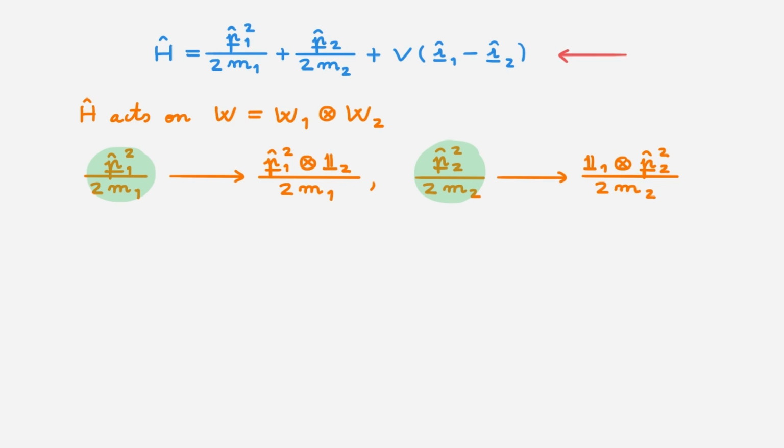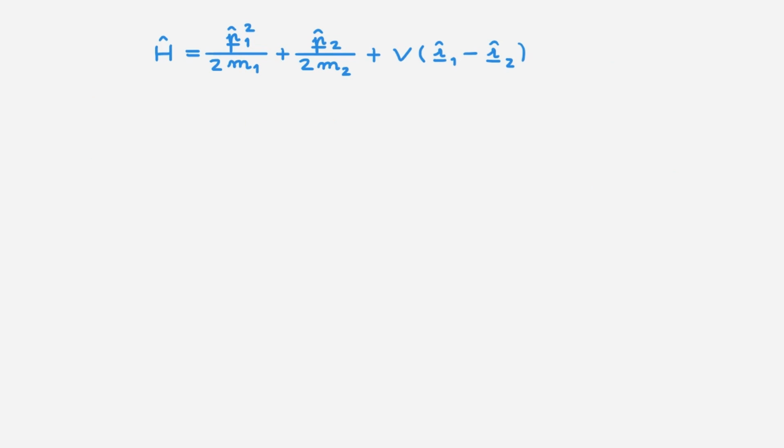So for now, let's make some room and go back to the problem at hand. We want to rewrite this Hamiltonian in terms of the center of mass and relative variables. For the kinetic energy terms, let's first consider the square of the momentum of particle 1. Using the expression that we derived earlier about this momentum in terms of the center of mass and relative momenta, we can rewrite it like this.